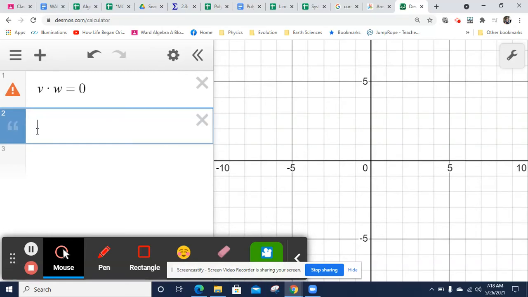Hi, this is Mr. Ward, and I'm going to be talking about the zero product property. Now, you actually already know the zero product property. You just may not know it by name, but here is the basic idea.